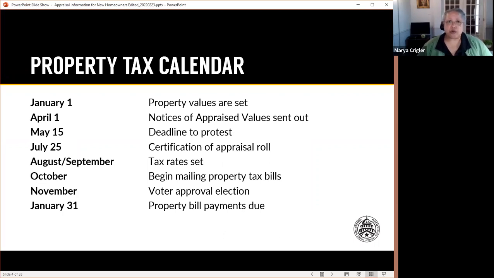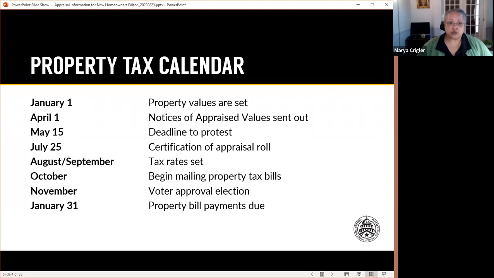April 1st is another important date. We start sending out our notices of appraised value, and we start doing that in April. Now they'll be sent throughout the month of April, but we actually start that process starting April 1st. May 15th is the general deadline to protest if you want to protest your property value. July 25th is the date that we have to certify the appraisal roll.